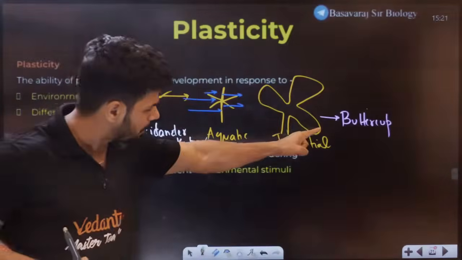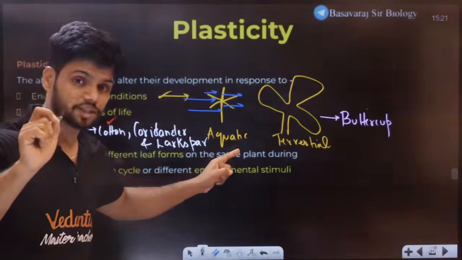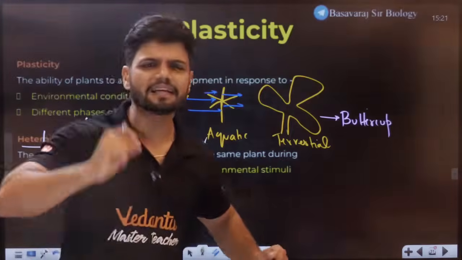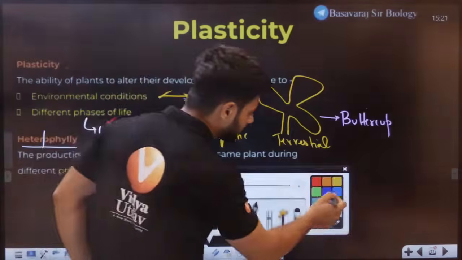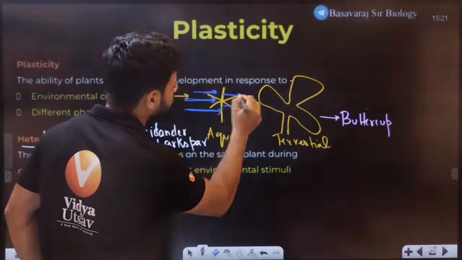But the same plant in the aquatic condition, the leaves are very tiny or needle-like. Why? Because in aquatic conditions there is a movement of water, right?